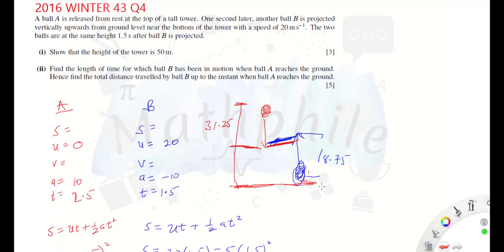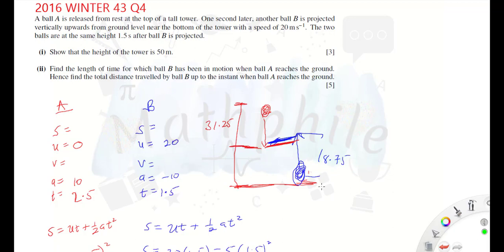Find the length of time for which ball B has been in motion when A reaches the ground. Hence, find the total distance traveled by ball B up to the instant when A reaches the ground. This is interesting. Any ideas as to how to do this?